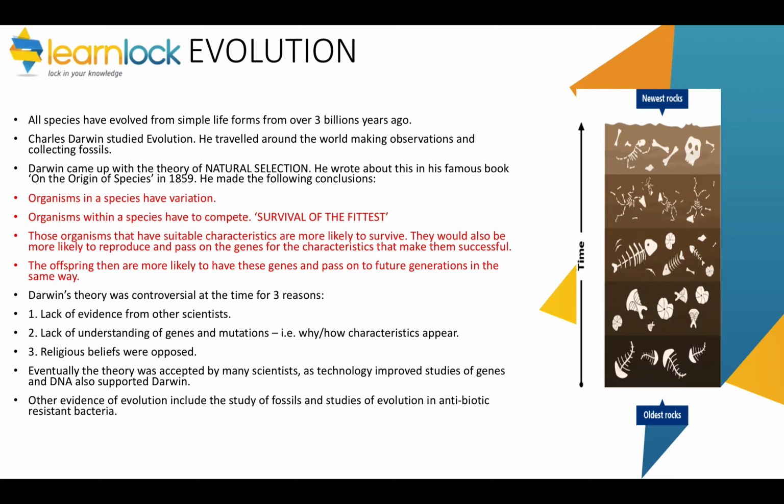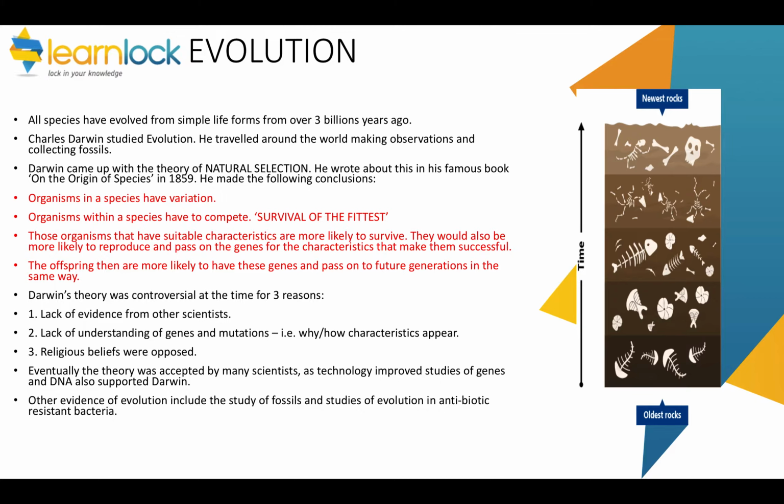Well, this is based on the belief that all species have evolved from simple life forms from over 3 billion years ago. Charles Darwin is someone you'll hear about a lot, and he truly believed in evolution and came up with the theory of natural selection. He travelled around the world on a boat called the HMS Beagle, and he made observations and collected fossils along the way. He later published a famous book in 1859 called On the Origin of Species.